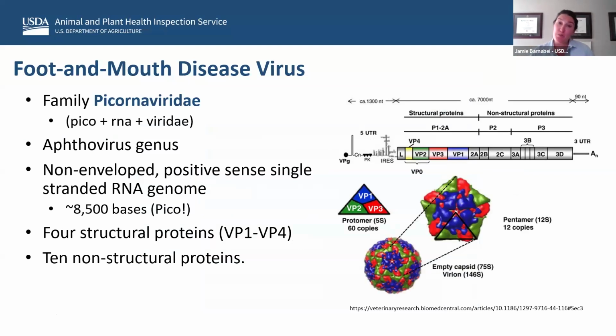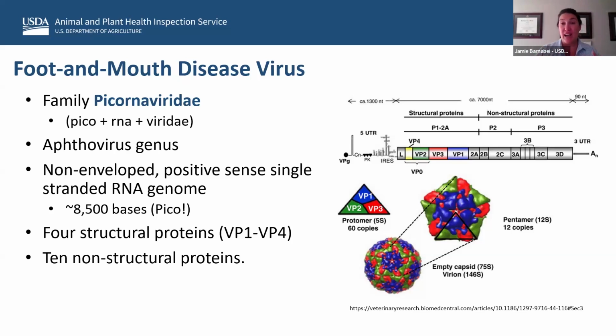Foot and mouth disease virus does belong to the Picornaviridae family. If you break that word apart and look at it, the first part of that is pico, meaning small. RNA, it is an RNA virus. And then viridae, so small RNA virus, which is a perfectly accurate description for this virus. It's a member of the aphthovirus genus, and this is a non-enveloped, positive sense, single-stranded RNA virus.